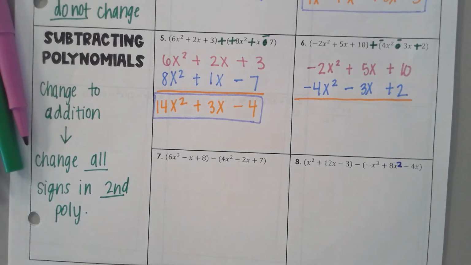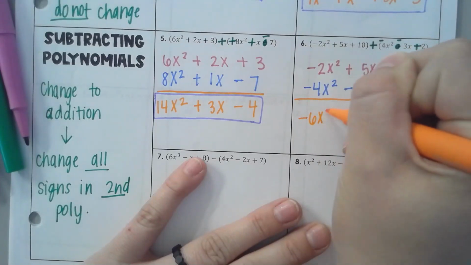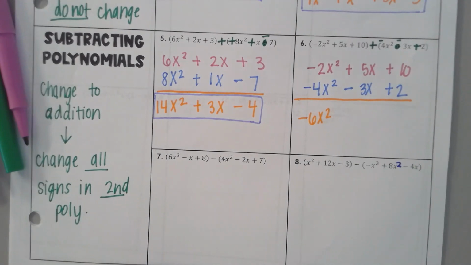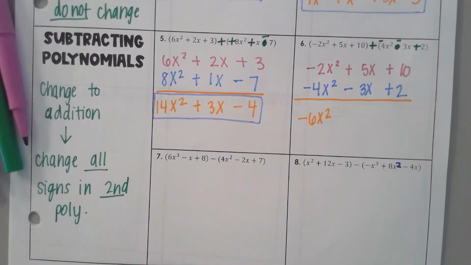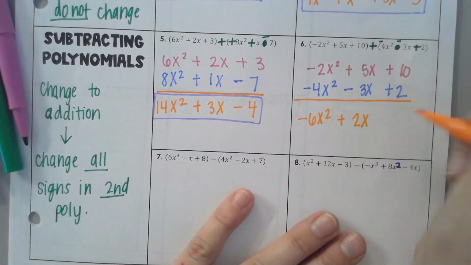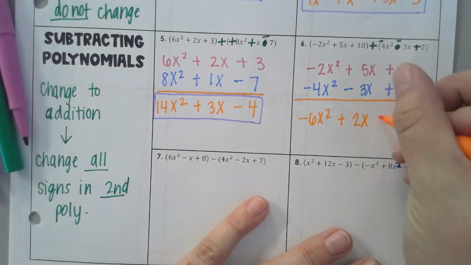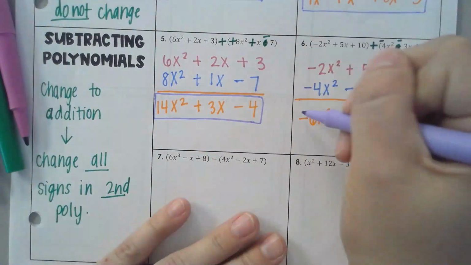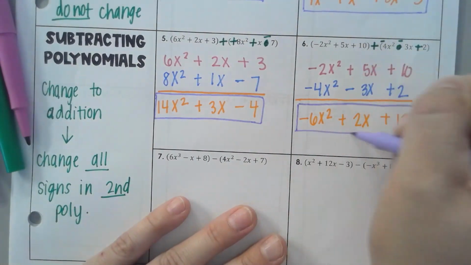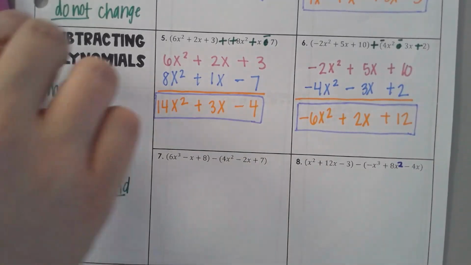Negative 2x squared and negative 4x squared is negative 6x squared. We're adding. So if you do negative 2 plus negative 4, you get negative 6. What's 5 plus negative 3? 2. So plus 2x. And 10 plus 2? Why can't you just say minus? You can. And 10 and 2 is? 12. I don't say 5 minus 3 because I like to stay consistent with saying adding 5 plus negative 3, 10 plus 2. But 5 plus negative 3 is the same thing as 5 minus 3.